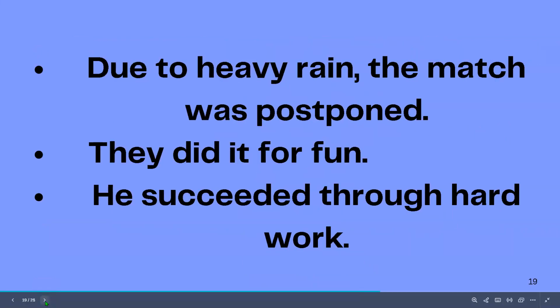Due to heavy rain, the match was stopped. So due to is the preposition. Okay. Heavy rain, the match was stopped. They did it for fun. Why did they do such things? Just for fun. For is a preposition. He succeeded through hard work. So, how did he succeed? Through. Through is the preposition.